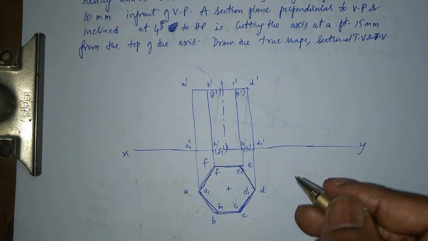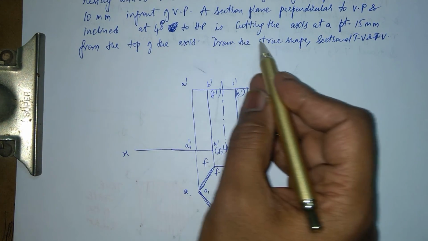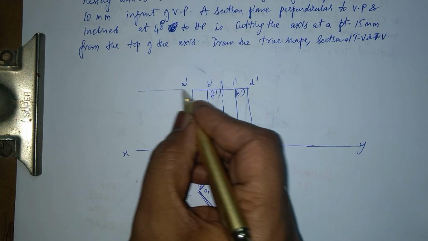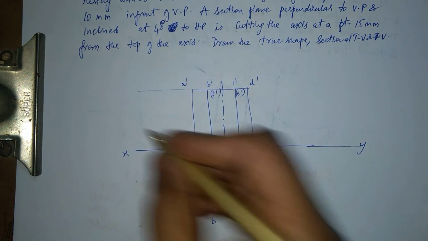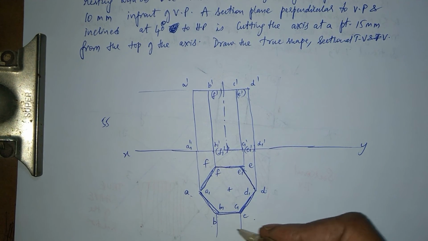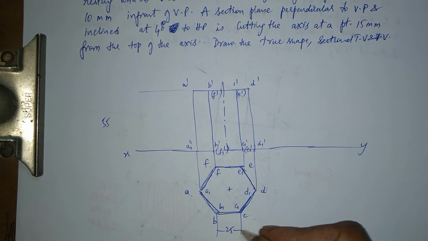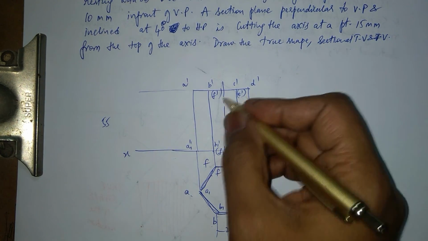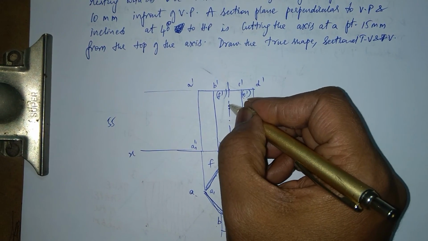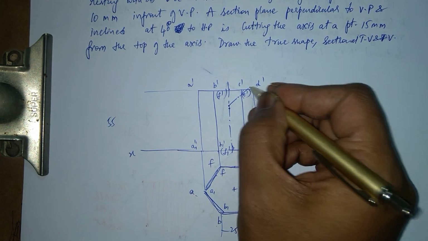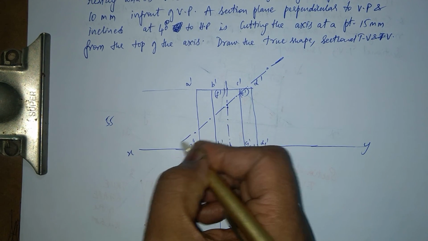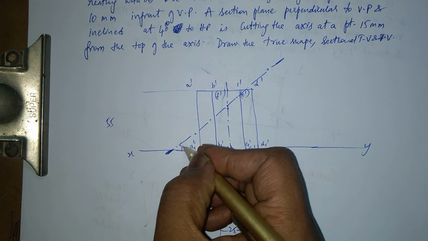Now the section plane is inclined at 40 degree to HP and it is cutting the axis at a point 15 mm. This height is 55 mm, so this is 55. This side is given by how much? Side is 25. You guys do a proper dimensioning, I'm just doing a rough dimensioning. Now 15 from here, if I count somewhere here, and then it's making an angle of 40 degrees. 40 degrees will be something like this. This is 40 degrees.